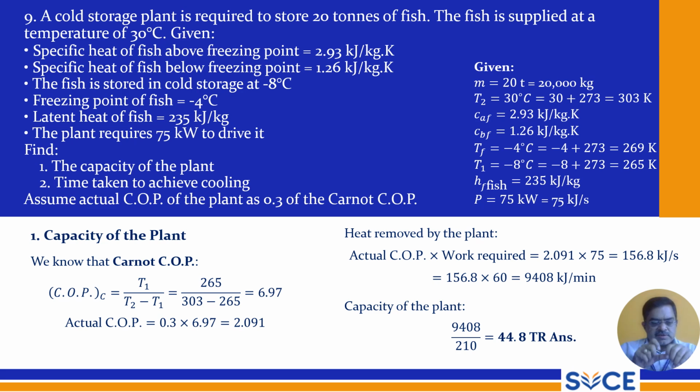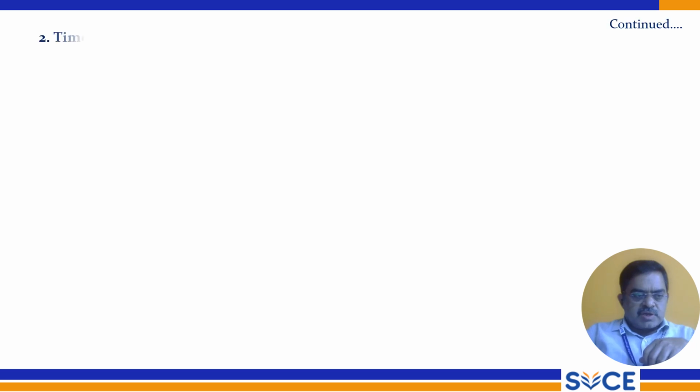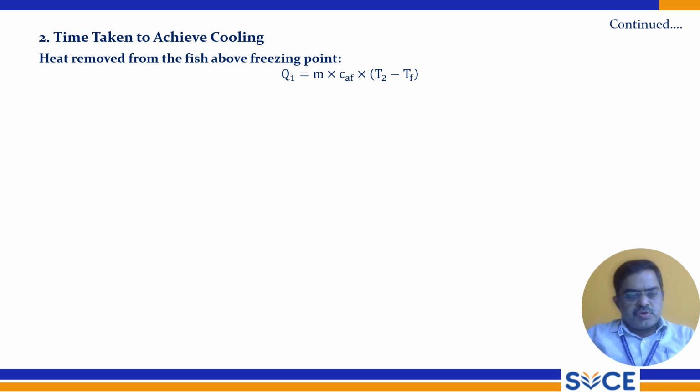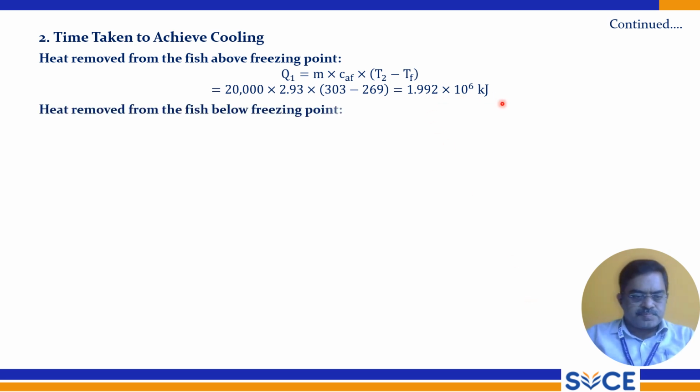So that is a very simple problem. And then we have to calculate the time taken to achieve this cooling. Heat removed from the fish above freezing point is Q1 equal to M into CPF into T2 minus TF, that is 20,000 into 2.93 into 303 minus 269, that is equal to 1.992 into 10 to the power of 6 kilojoules.